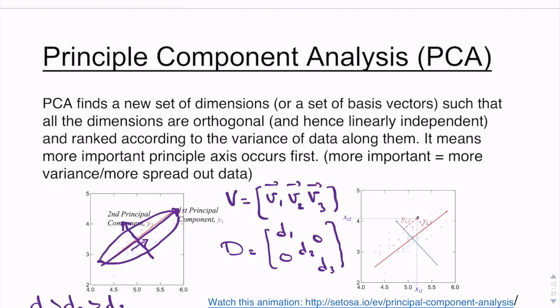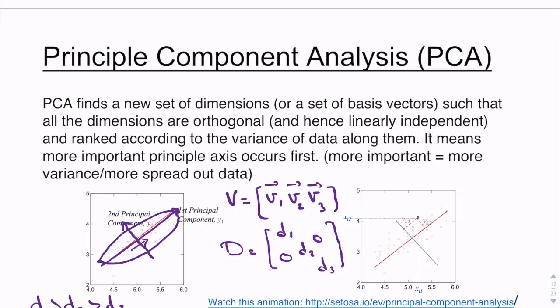But why is it beneficial to change the coordinates? When you transform the data to this new coordinate system and project the data onto the principal components, you can compress the data, because in some coordinates the data have really little value, so we can ignore them.